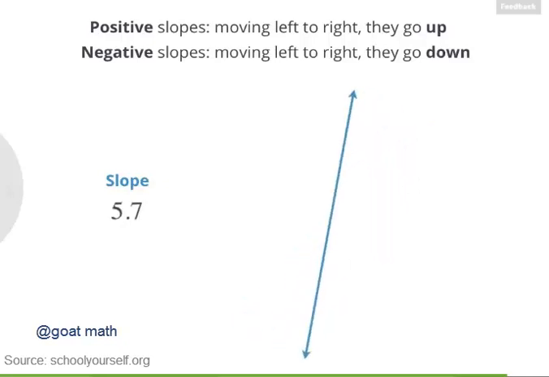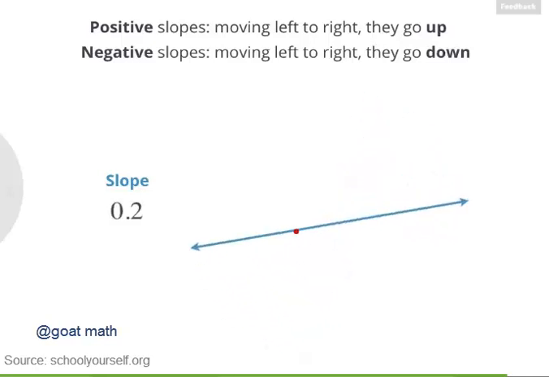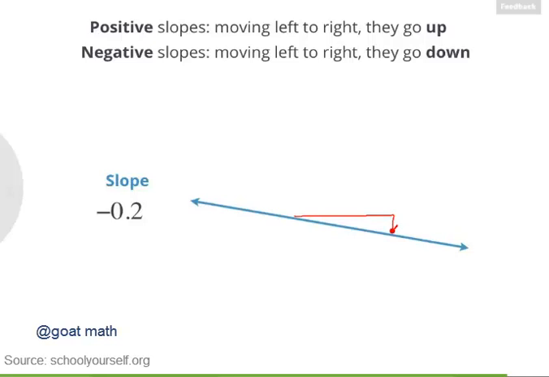This one happens to have a slope of 5.7. And shallower lines, like this one, that still go up and to the right, have smaller slopes. This line has a slope of 0.2. Now negative slopes go down and to the right. Here's a shallow line going down and to the right, so it'll have a slope that's negative but close to 0. This slope is negative 0.2.